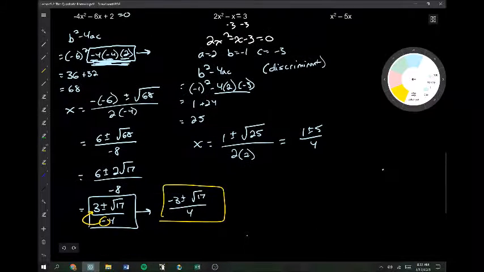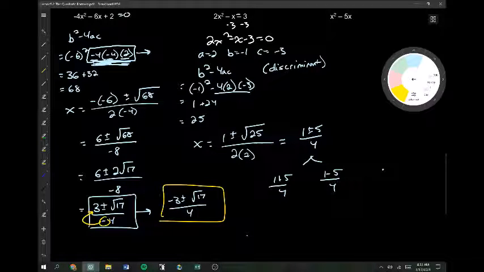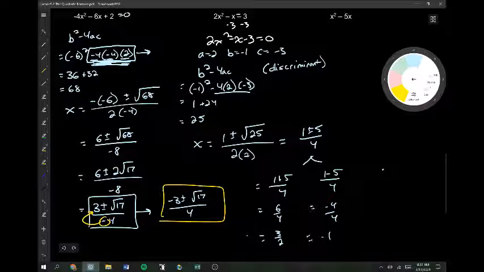When you can get a nice, clean, perfect square out of this, you just keep going and do all the solving. So I'm going to step down here and make two equations now. I have 1 plus 5 over 4 and 1 minus 5 over 4. Well, 1 plus 5 over 4 is 6, and 6 over 4 is 3 over 2. 1 minus 5 is negative 4, and negative 4 over 4 is negative 1. So my solutions are actually really clean here. X is going to be in the set negative 1 and 3 over 2.